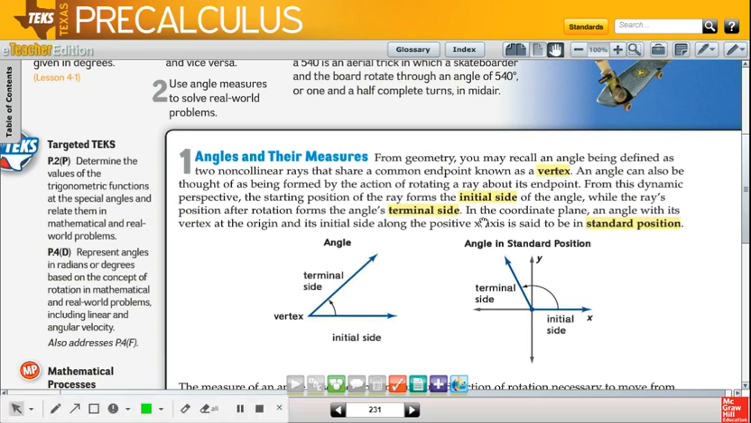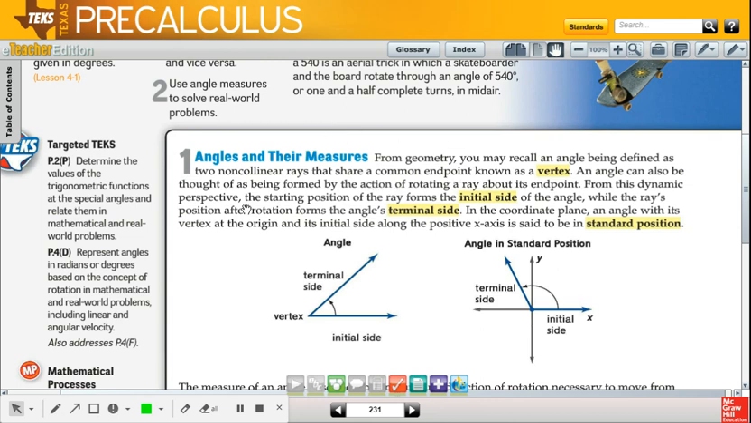Let's talk about 4.2, degrees and radians. The first part of 4.2, we're going to go over angles and their measures. So you're going to have to follow my cursor each time I'm talking about its components. The first component, we're going to go over initial side, terminal side, and standard position.